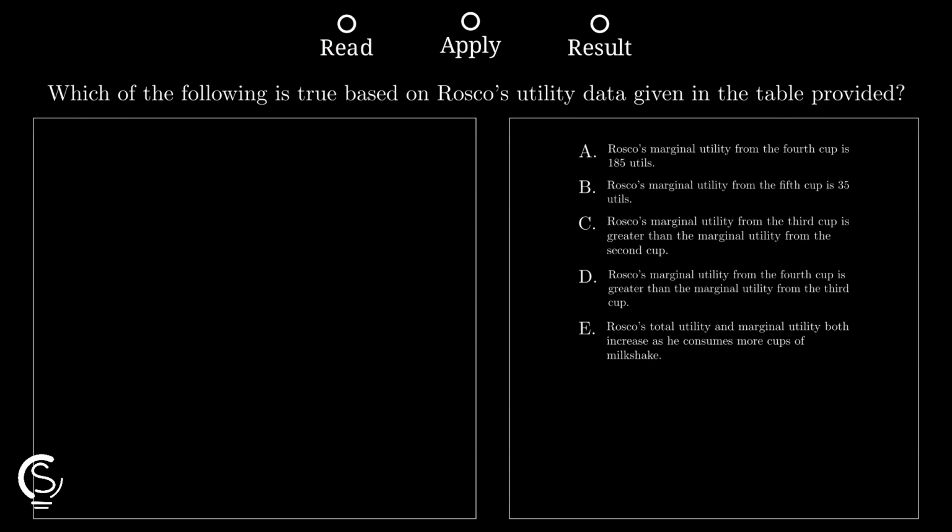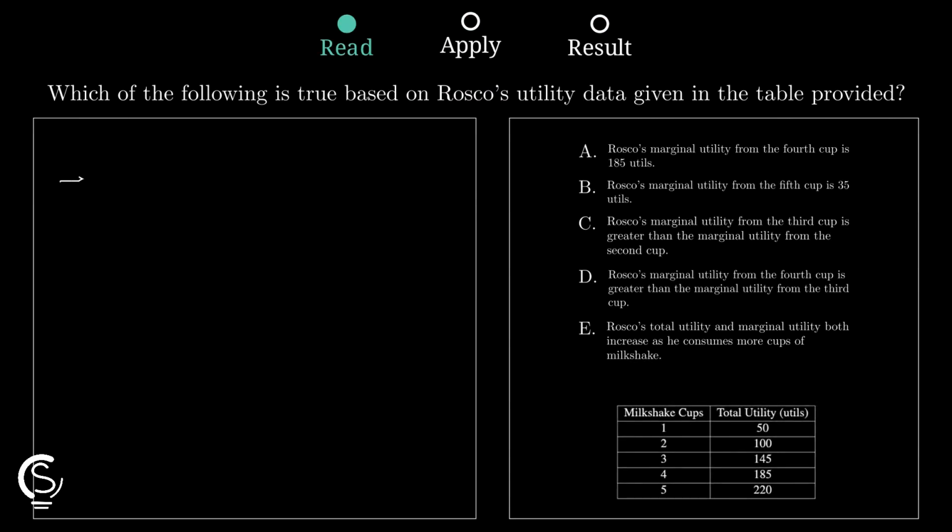Marginal utility is the change in total utility divided by the change in quantity. To find it, subtract the previous total utility from the current total utility for each cup consumed.